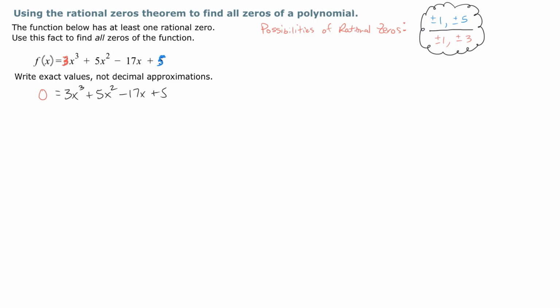Let's see if we could guess correctly one of the rational zeros. Why don't we try... 1 doesn't seem to work. 1 seems to be too small. Yeah, so 1 doesn't seem to work. How about maybe -1? -1 doesn't seem to work either. We might have to try 5. 5 or -5. Why don't we try f of 5?